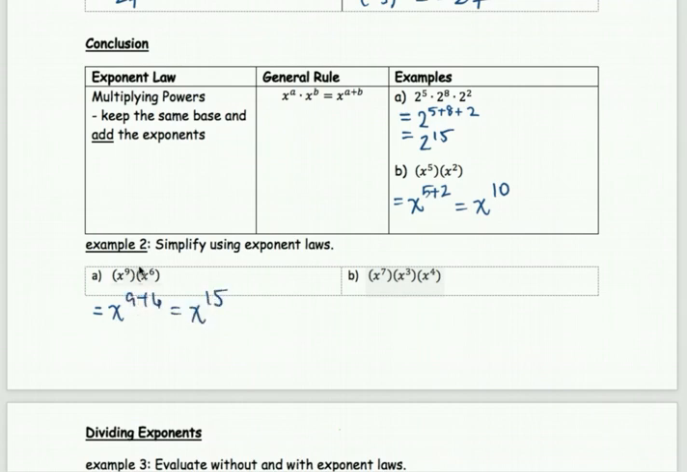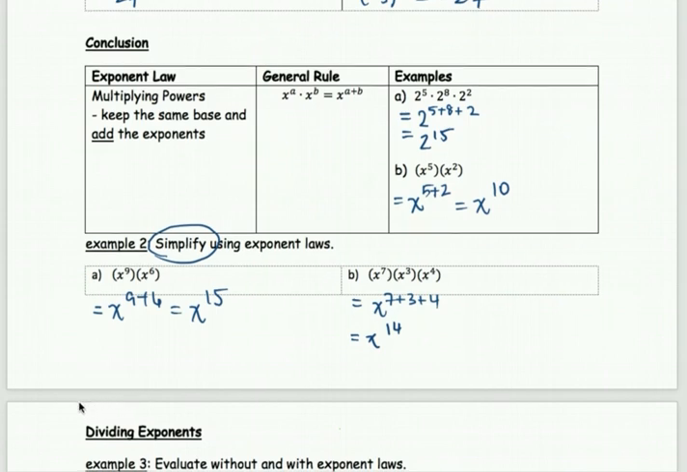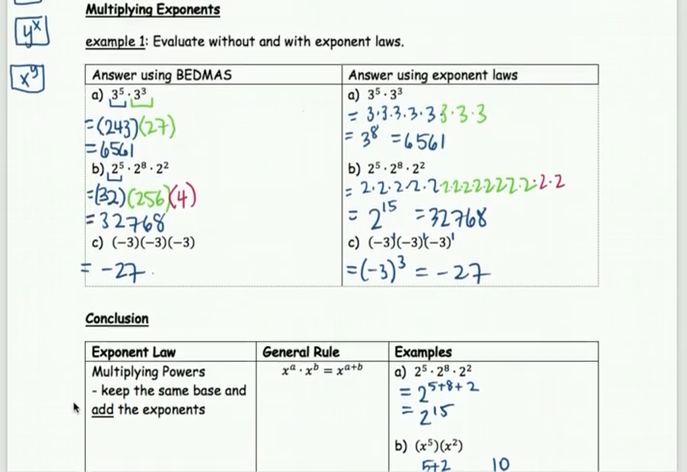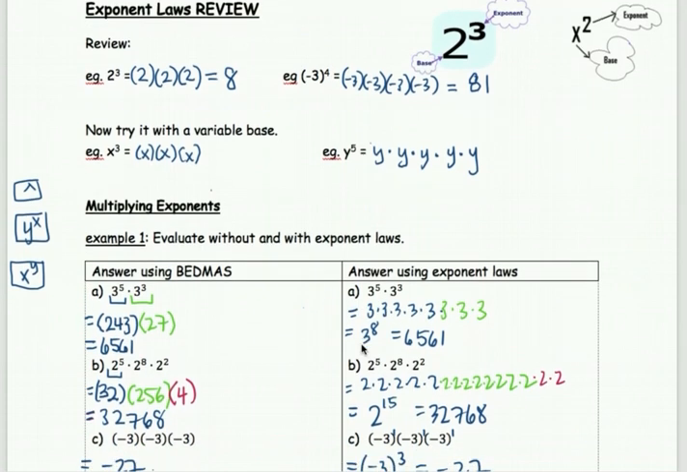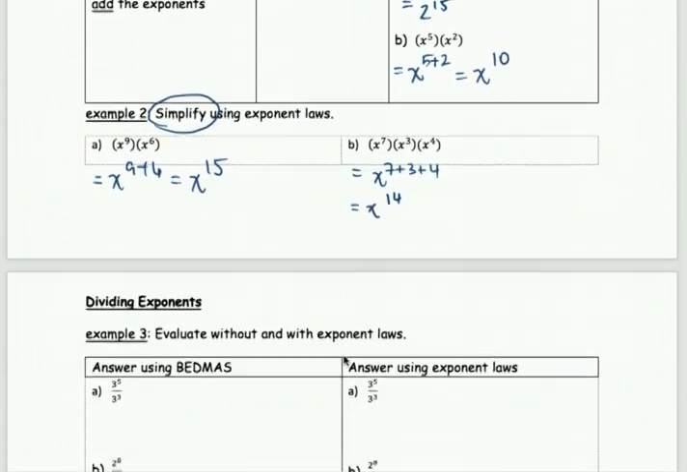Okay, so you're always simplifying. So those are the instructions: simplify using exponent laws. We want to get it down so there's only one base. Right, and then we get x to the 14 and x to the 15 for the other one. All right, so that is your review of multiplying powers, so just what to do when you are multiplying values that have exponents. Again, this works if you have the same base. All right, so let's move on to dividing.